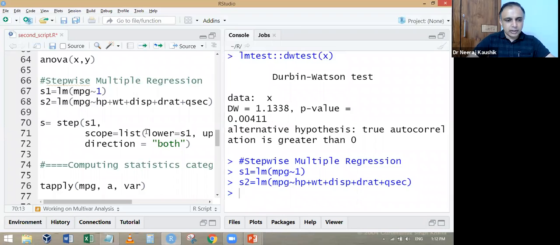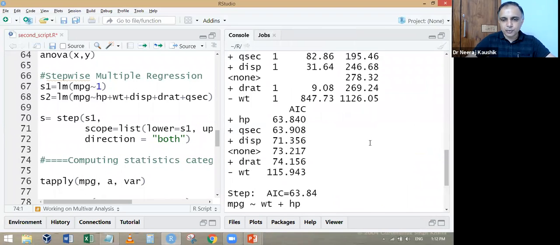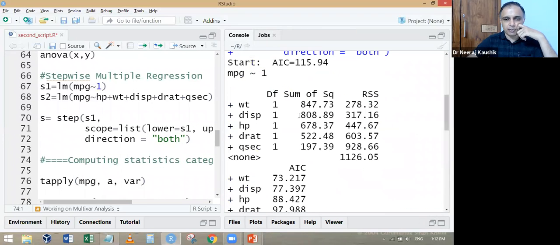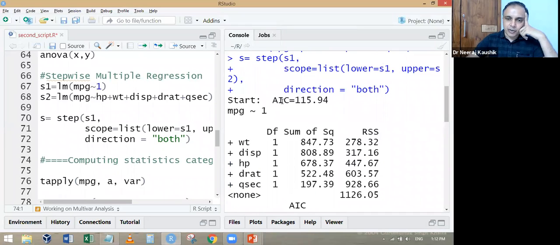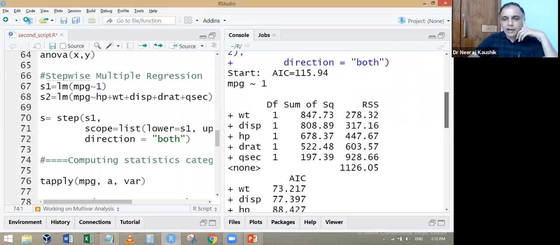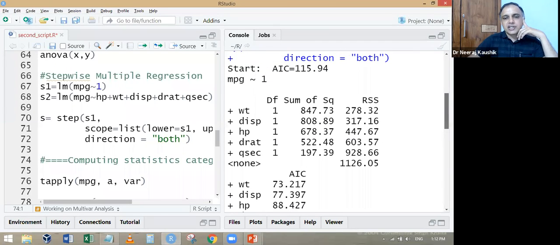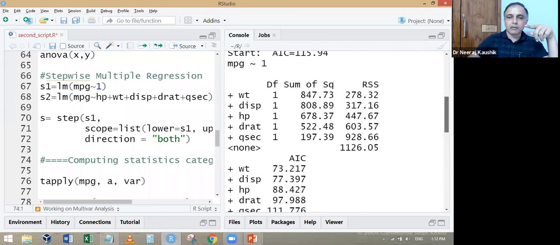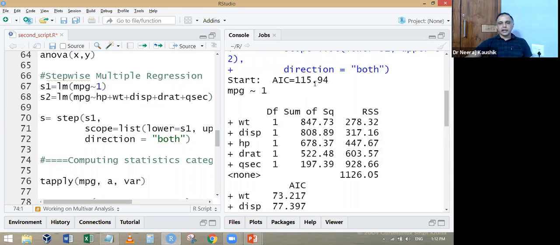So let me run it. What is the output? What does it say? Look at it from here. It says I started with 1 and AIC. Now AIC is one of the criteria, Akaike information criteria. It says it's 115. Okay, now I go ahead and only point is this Akaike criteria should be lower, until it will go low.